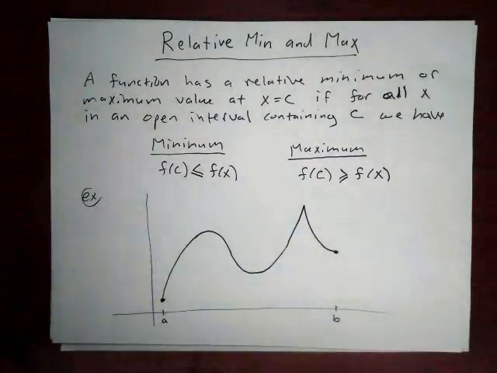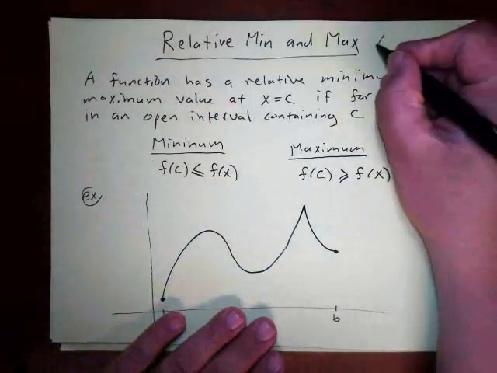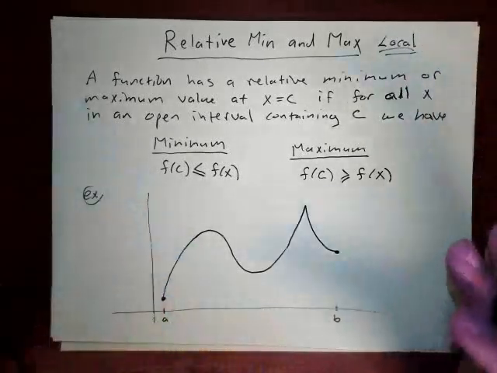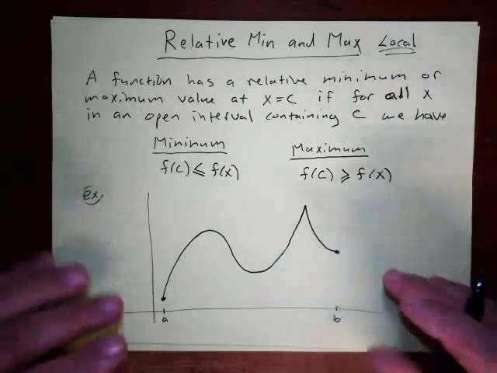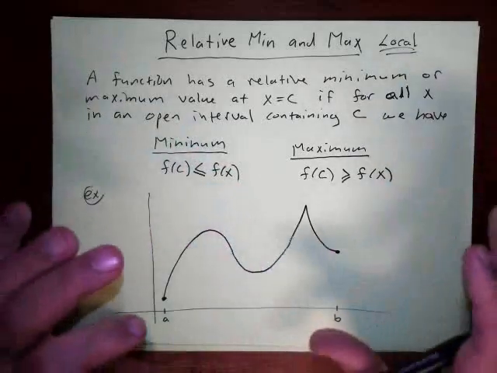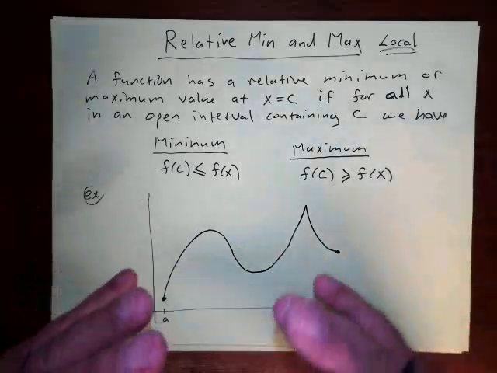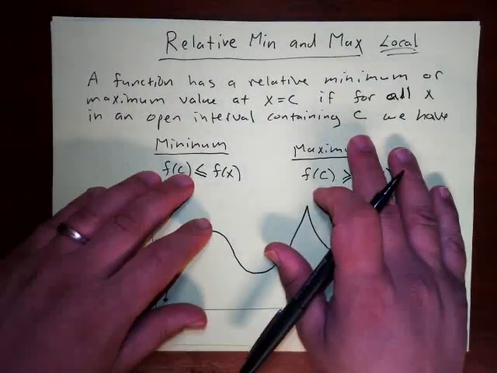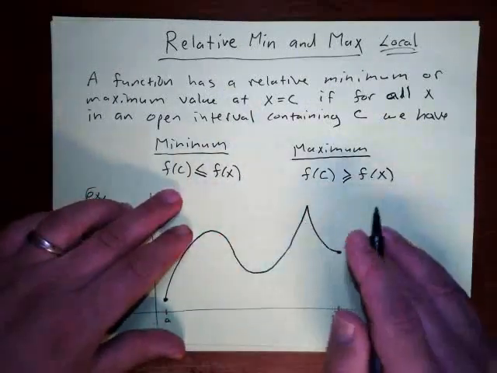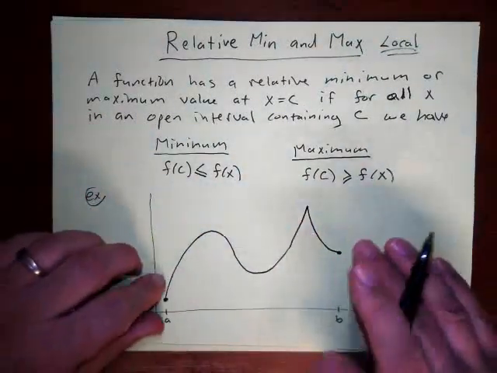Now we're going to look at the relative min and max. Sometimes these are called the local min or max, as opposed to the global min or max, or absolute min and max. So basically, a function has a relative min or max at x equals c if for all the x in some open interval containing c, you have that f of c is less than all the other values in the interval. That'll give you a minimum.